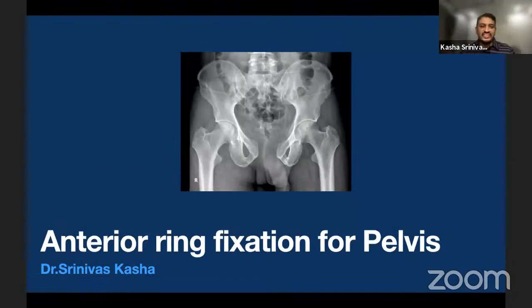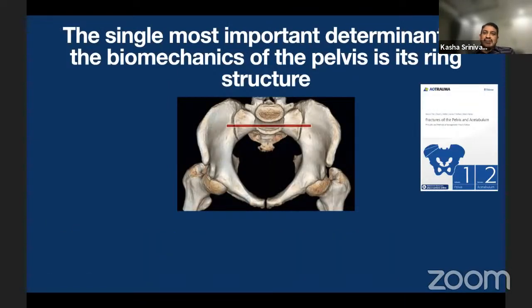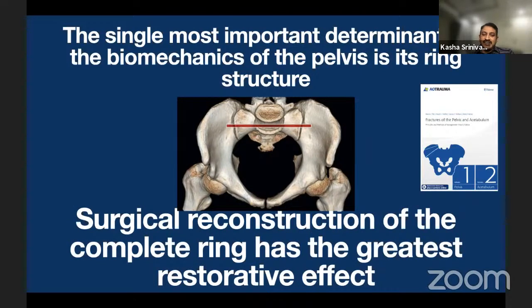Good morning, everyone. So my topic is anterior ring fixation for pelvis. This is a statement from Tile's textbook. The single most important determinant of biomechanics of the pelvis is its ring structure, and surgical reconstruction of the complete ring has the greatest restorative effect to give back its stability. So that is very, very important, and the anterior ring is an important part of it.